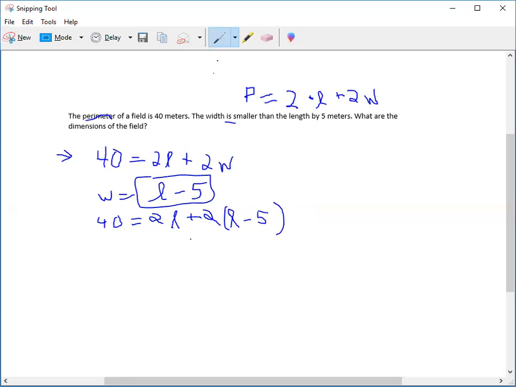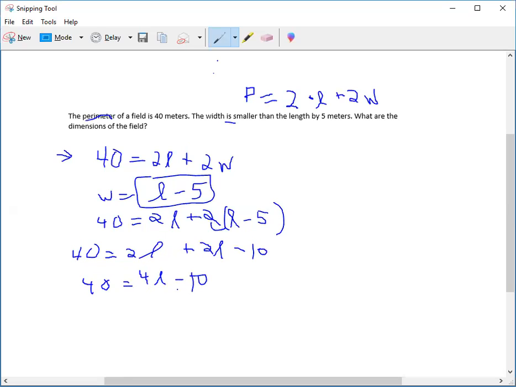Okay, so I'm gonna rearrange a little bit here. 40 equals, distributive property, 2 times L, and I got 2 times negative 5, exact. Then I combine like terms, 2 L's, 2 L's. So I got 4 L's minus 10. This side stayed the same.